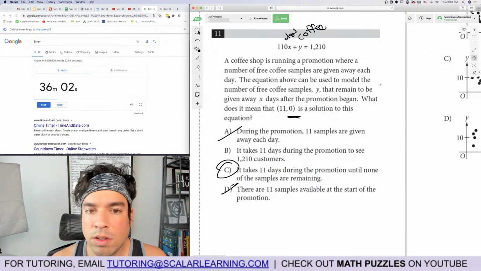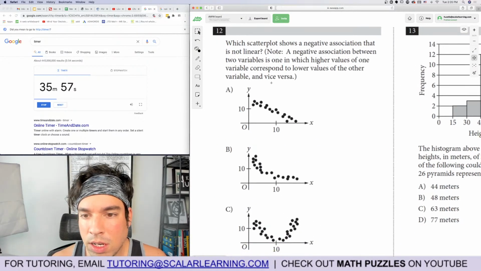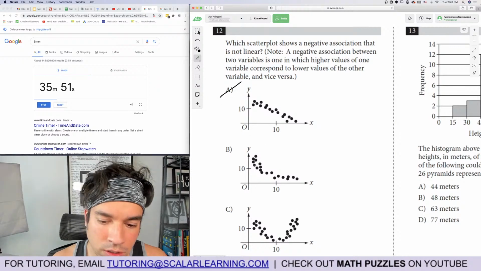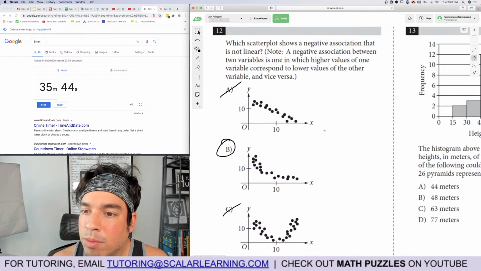Okay. Number 12. Which scatter plot shows a negative association that is not linear? So this does look linear. This does not look linear, and it's negative. This is not negative. This is like, I don't know what that is, a parabola.